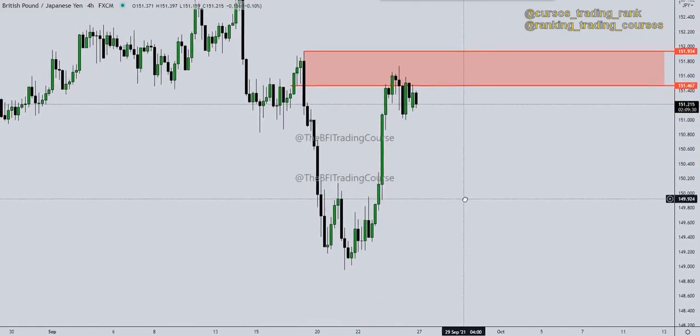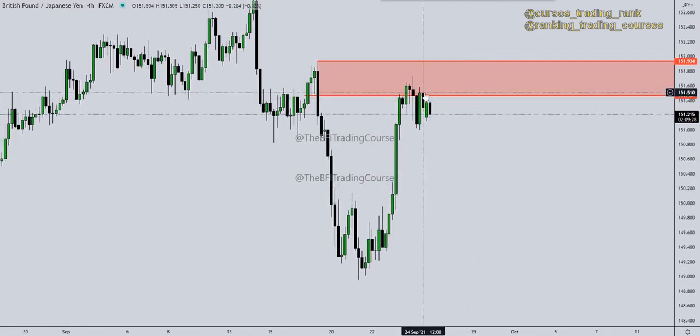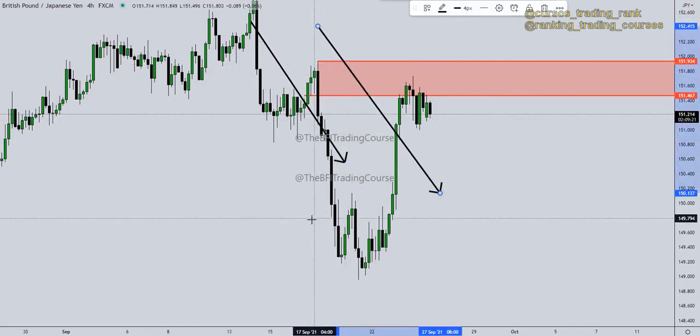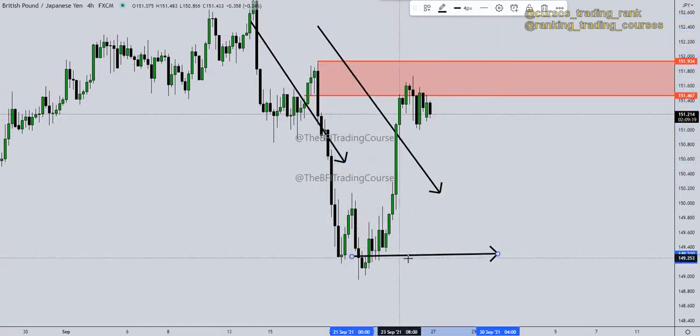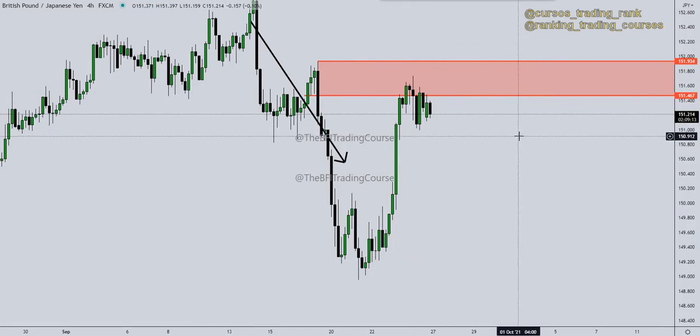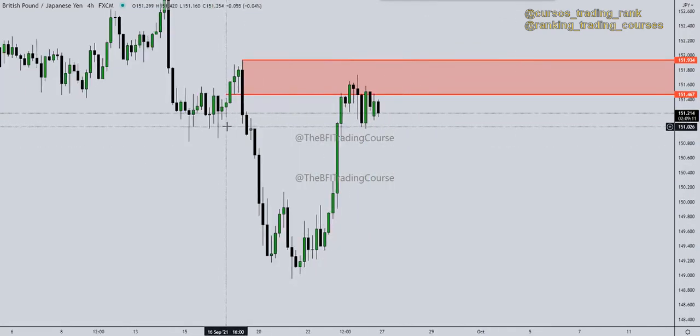And always keep the monthly context in mind. Okay, if we're coming from a monthly sell zone, do you want to focus on little 4 hour buy zones or maybe some 4 hour sell zones? The point is, keep the monthly bias in mind.